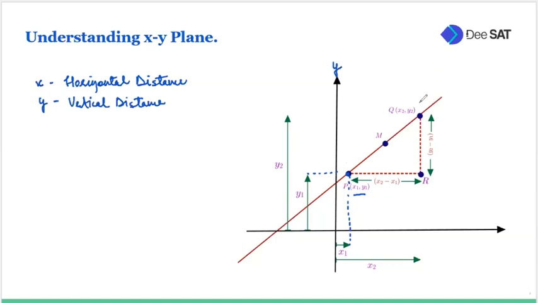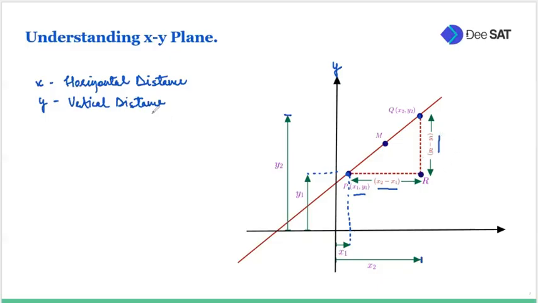Similarly, if I say x2, y2, then x2 will be the horizontal distance from the y-axis to that particular point, and y2 will be the vertical distance from the x-axis to that particular point. Okay. Now, if someone says that you need to figure out the distance from P to R, it can be easily represented as x2 minus x1, this distance. Similarly, if someone says you need to figure out the vertical distance between R and Q, the distance will be y2 minus y1, correct?